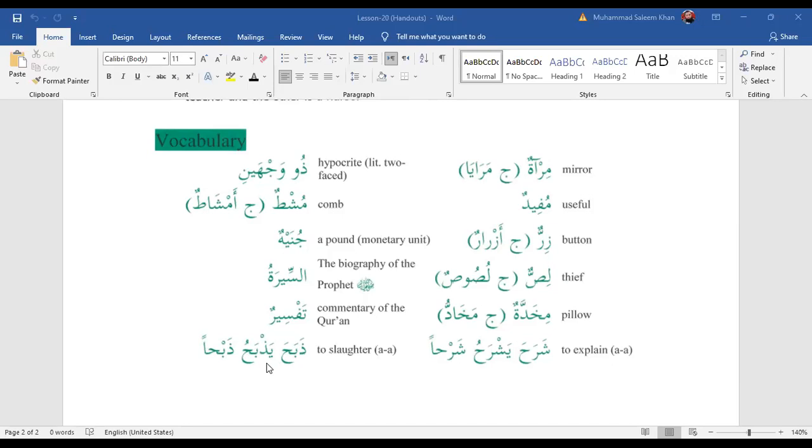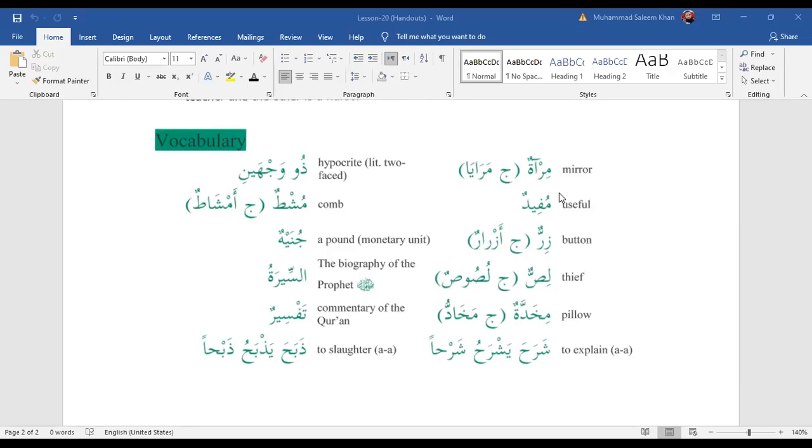Similarly, we say قتل يقتل قتلا, to kill someone. قتل يقتل تقتيلا, to kill someone mercilessly. Kill him in a very merciless way. So that is one of the characteristics of Bab 2, it shows intensity.